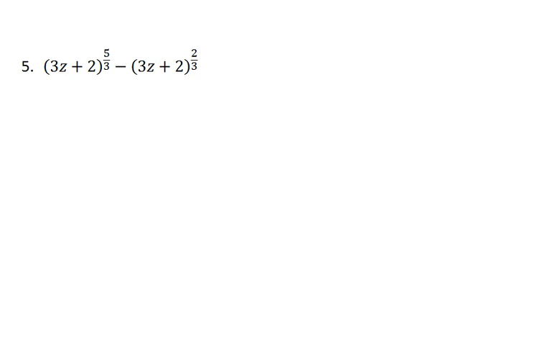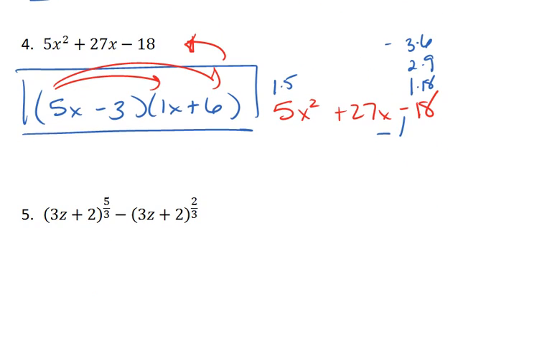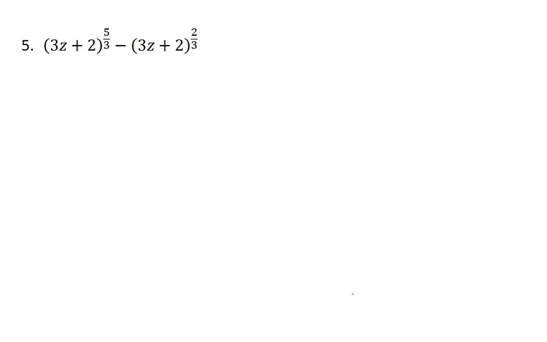Lastly, let's look at problem 5. In problem 5, let's add a little bit more space here. Okay, in problem 5 we have (3z + 2)^(5/3) minus (3z + 2)^(2/3). Now what we want to do is we should notice these have the same base of 3z + 2. So we can factor out a 3z + 2, but the question is, what exponent do we raise this to?